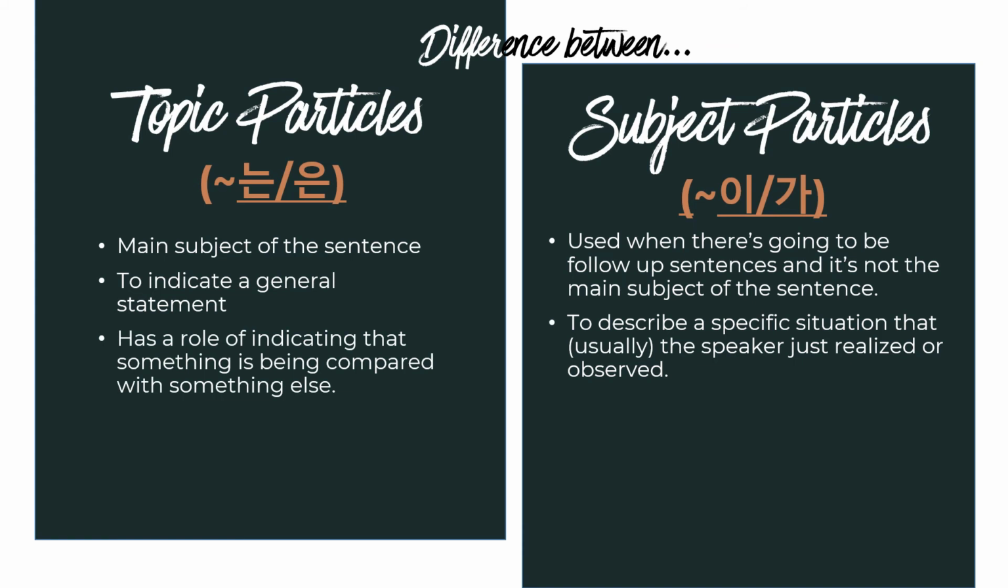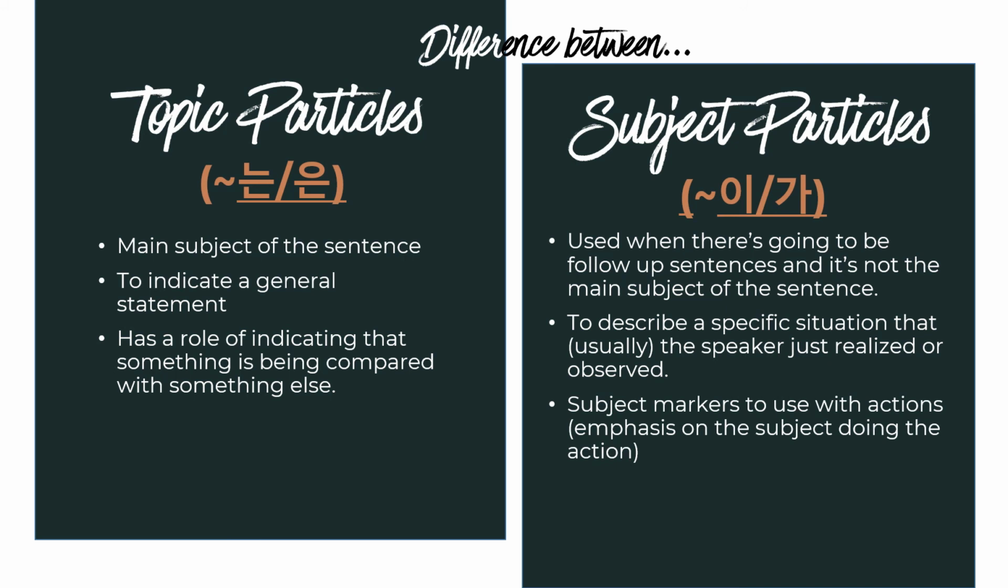Another one, topic particles have a role of indicating that something is being compared with something else. We don't actually use subject particles for that, the i and ka, because it will sound awkward for native speakers even though you might not notice it. So don't try to use it when you compare two things.